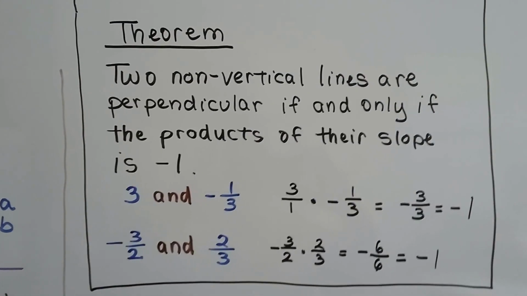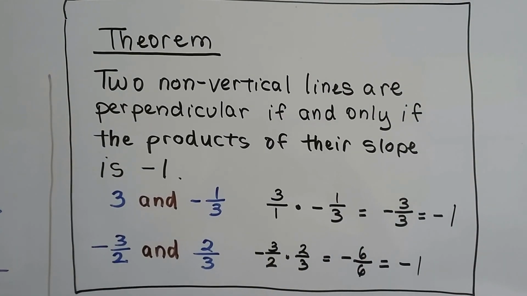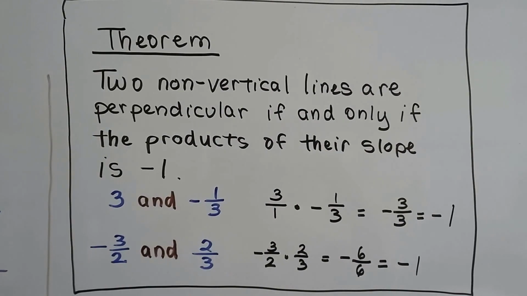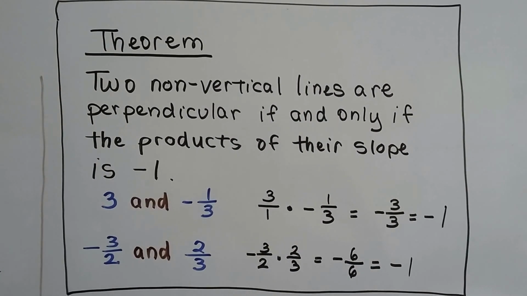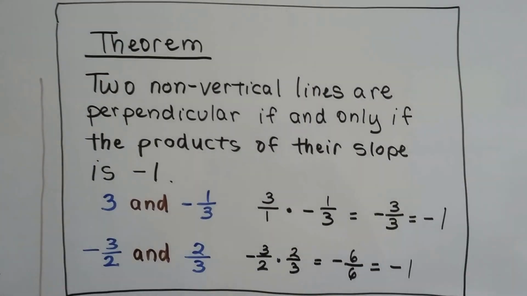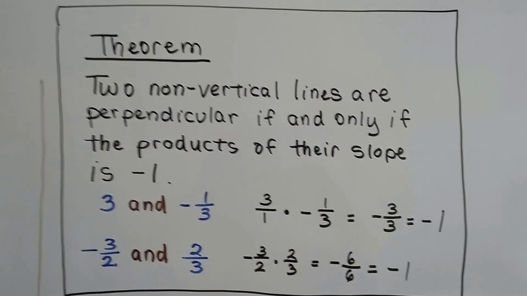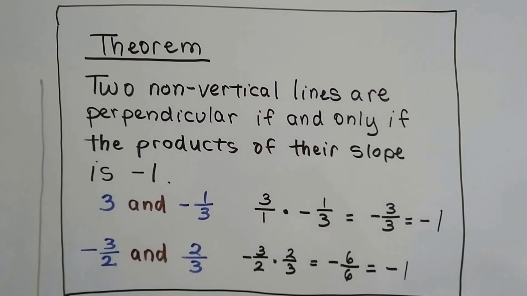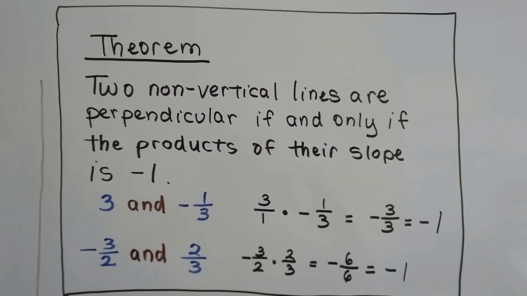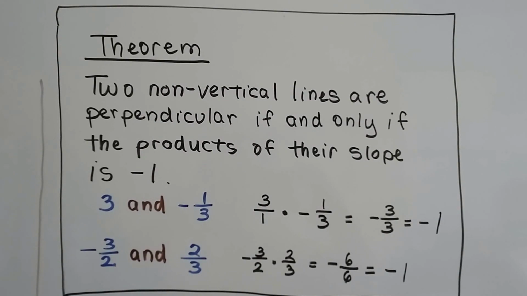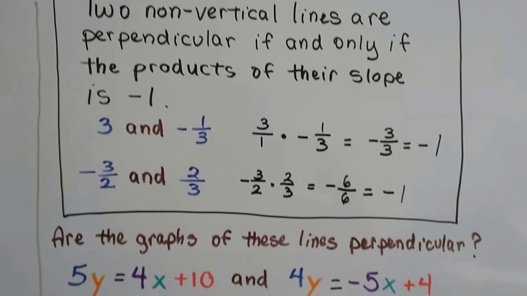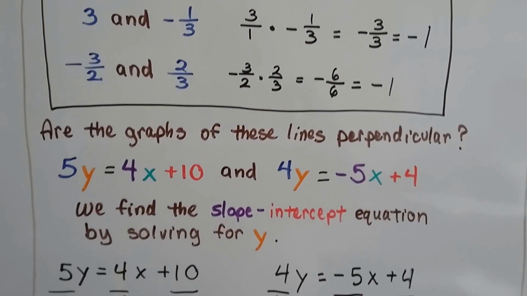So I have a theorem for you. Two non-vertical lines are perpendicular if and only if the product of their slopes is negative 1. So for that 3 and negative 1/3, when we multiply them together, we get negative 3/3. That equals negative 1. It's got the same numerator and denominator. And the negative 3/2 and 2/3, when we multiply them together, we get negative 6/6. Well, same numerator and denominator. It's a negative 1. So are the graphs of these lines perpendicular?